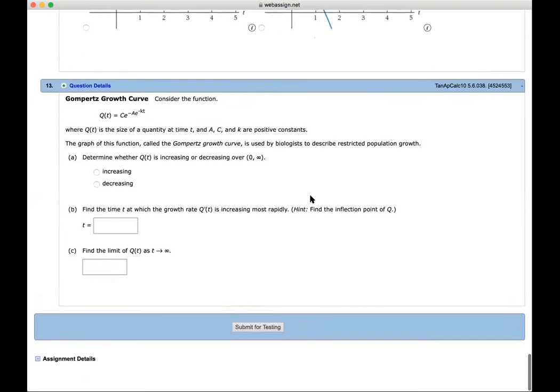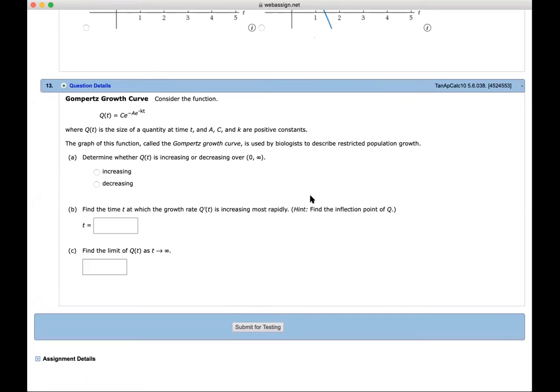So 13 has to do with this thing called the Gompertz growth curve. This has to do with biological growth where there's some sort of restriction in place after a certain point. One example I was able to find online had to do with tumor growth, actually. And there's some videos out there if you're more interested in what this particular application is.